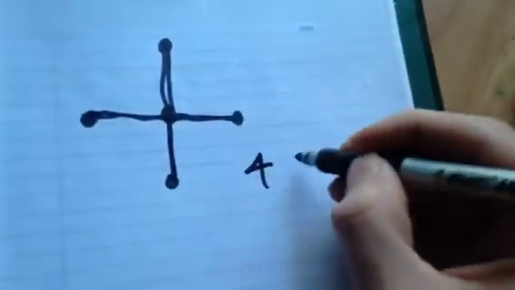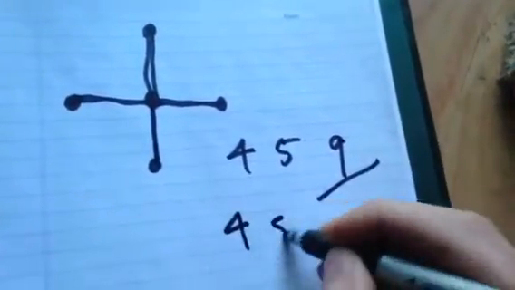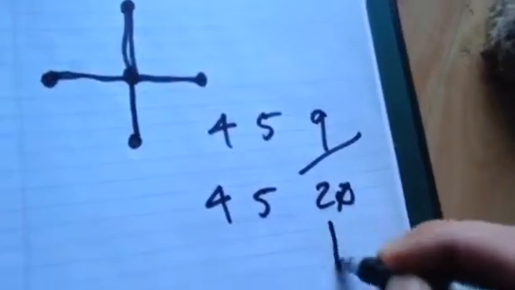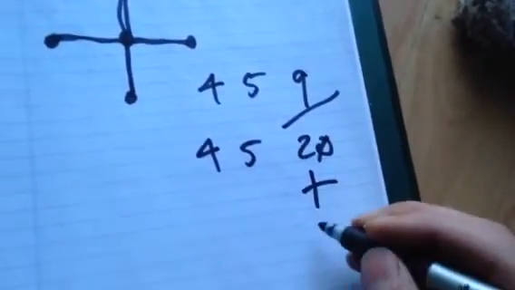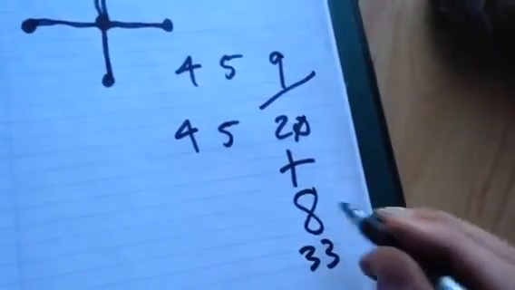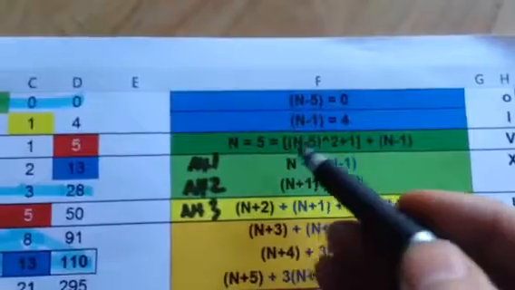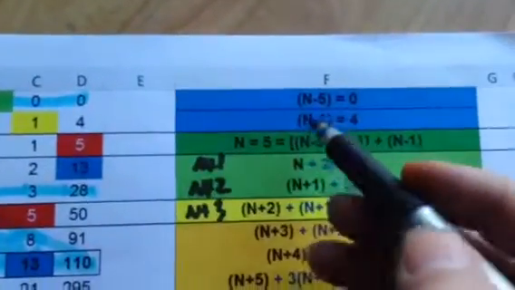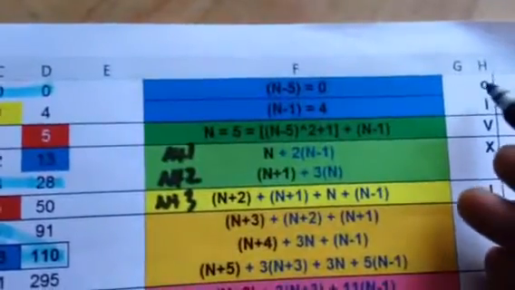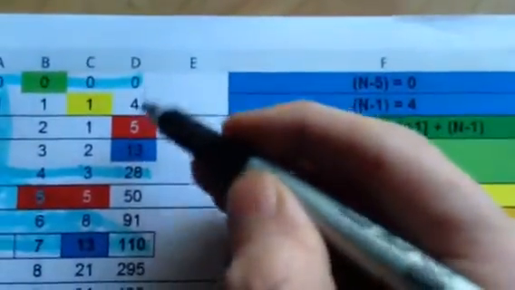1, 2, 3, 4. Four fives is 9, which is balance, and four fives is 20, which is the cross, which is your 8, which is your 33. Anyway, we've discovered 0, 4, and 5 because of this formula. n is equal to 5, n minus 5, because we know the top has to be 0, and then n minus the other dimension of 0 and 1, and 5 minus 1 would be 4. So those are the building blocks of the fourth column of Fibonacci.